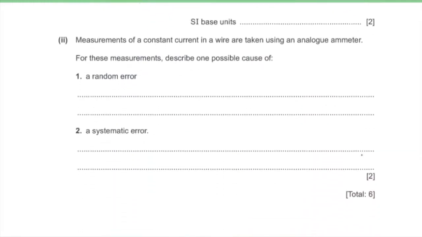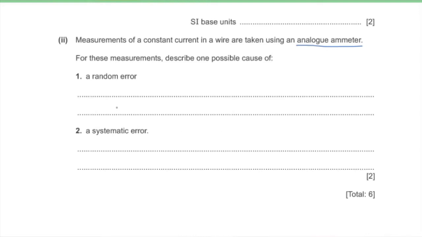Part 2, measurements of a constant current in a wire are taken using an analog ammeter. So that's not a digital one, but an analog ammeter where you have got a needle which deflects. For these measurements, describe one possible cause of a random error. Random errors usually result from the experimenter's way of taking a measurement incorrectly. Like over here in an analog meter, it has a needle which deflects, but not a digital value. So a random error may occur if you take values from different angles.